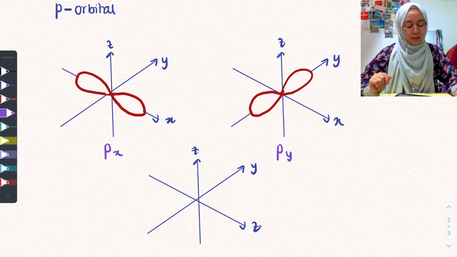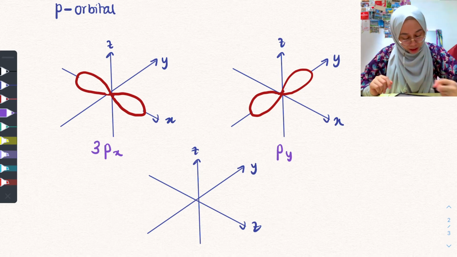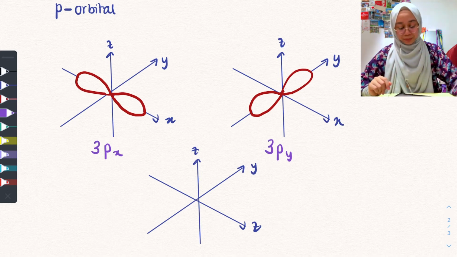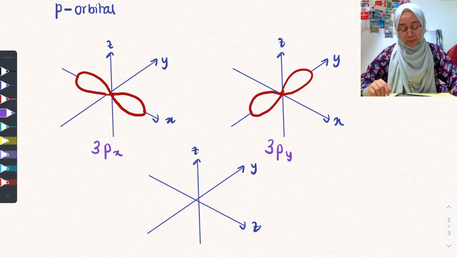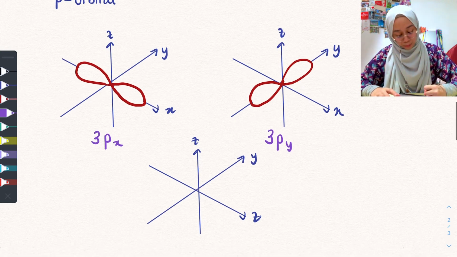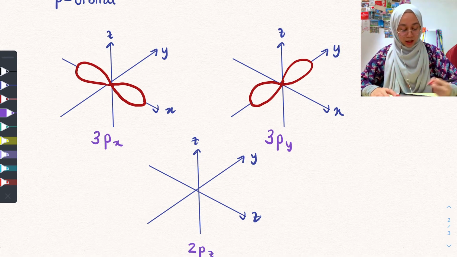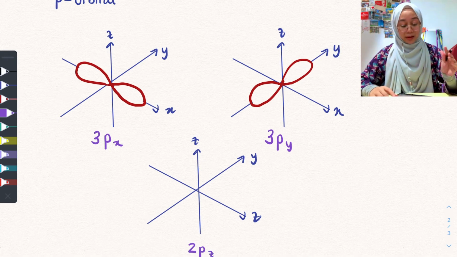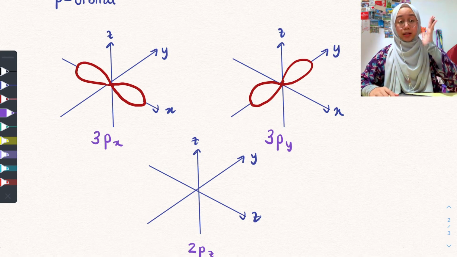Okay, so let's say what you drew is actually 2P, no, Miss doesn't want to draw 2PX, Miss wants to draw 3PX. Okay, so let's say this is 3PX, and the one on the right is 3PY. Okay, so the next one Miss wants to draw is 2PZ. Okay, so what is the similarity between 3PX, 3PY and 2PZ?